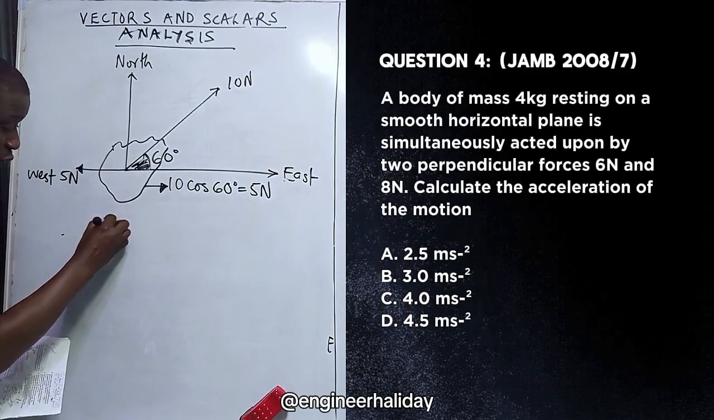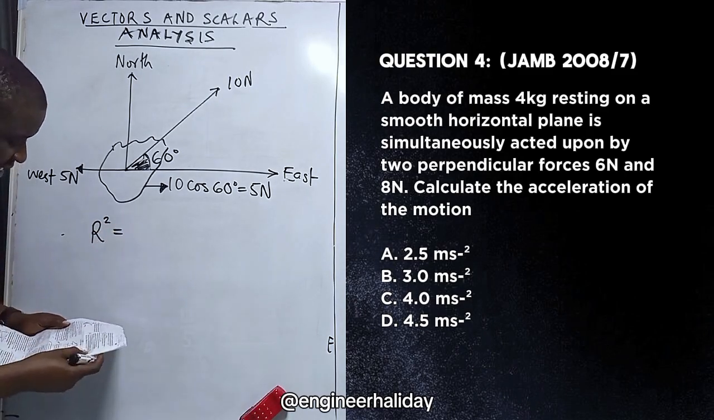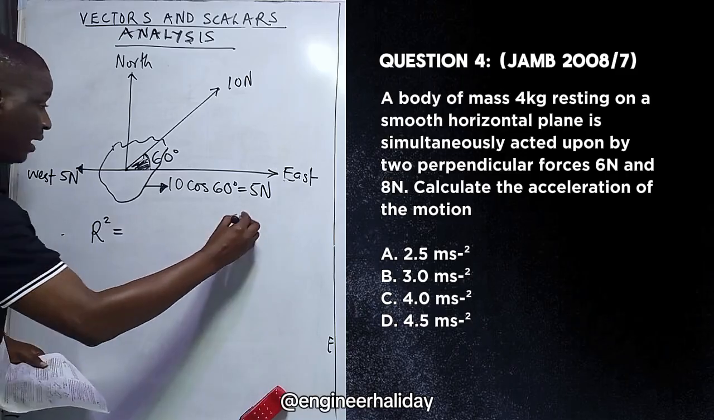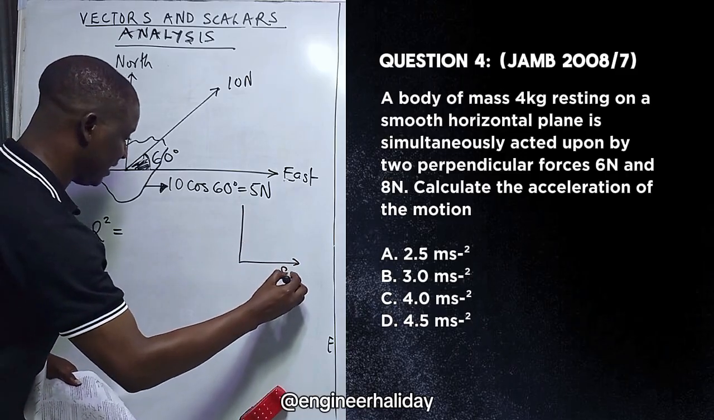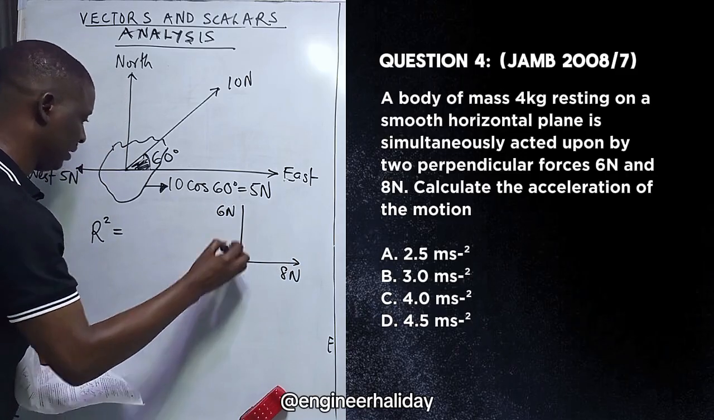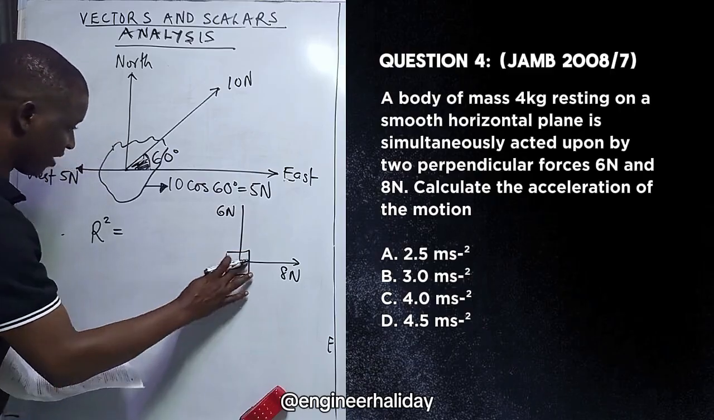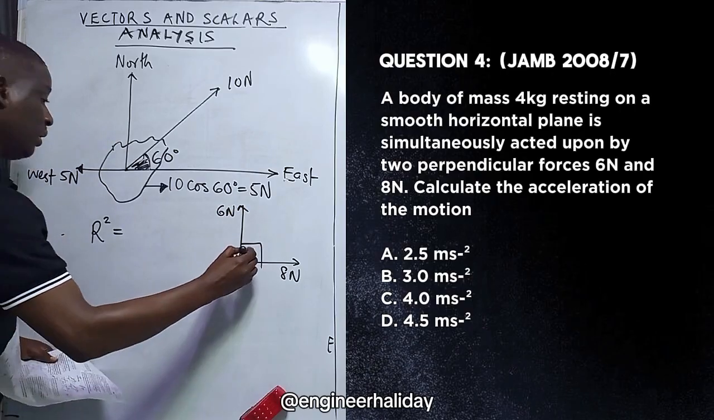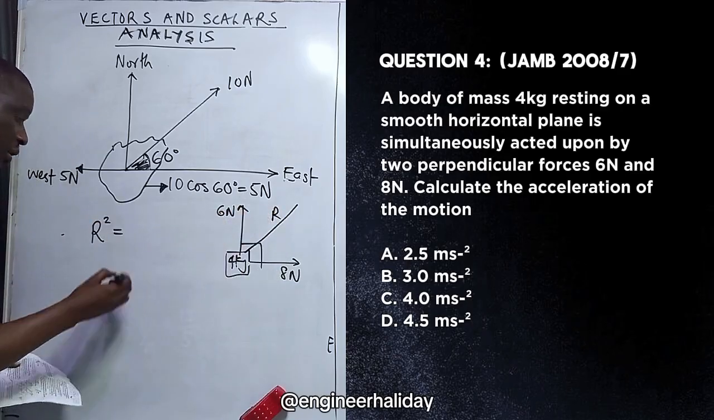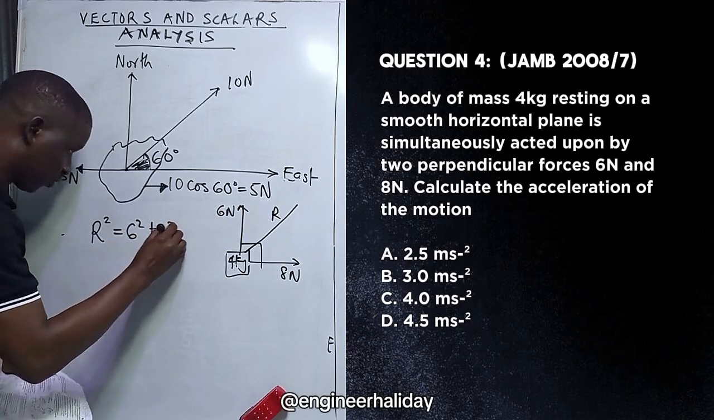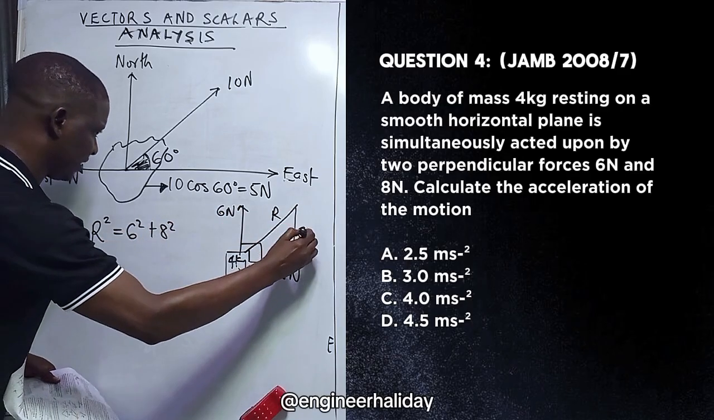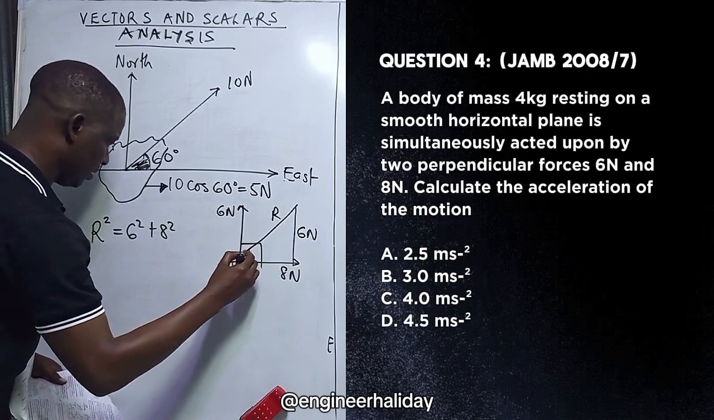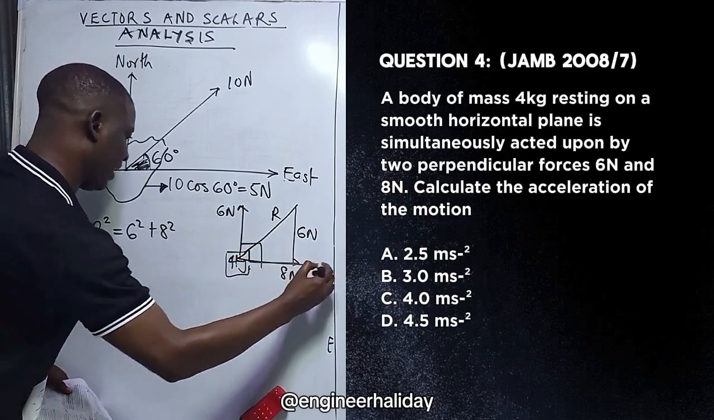For that question, just use your word. 6 Newton and 8 Newton are acting perpendicular, so like this, one is 8 Newton, one is 6 Newton, acting on the body of mass 4 kilograms. You don't need to bother yourself, and they are at right angle. To find the resultant, use 6 square plus 8 square, because it forms a right angle. This 6 Newton and this 8 Newton going like this.